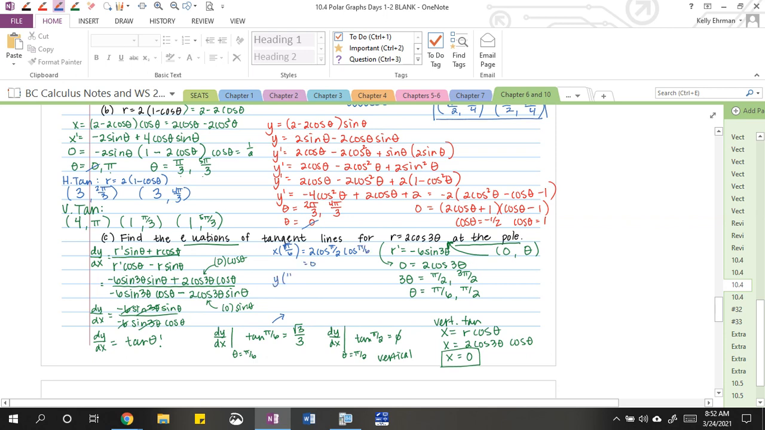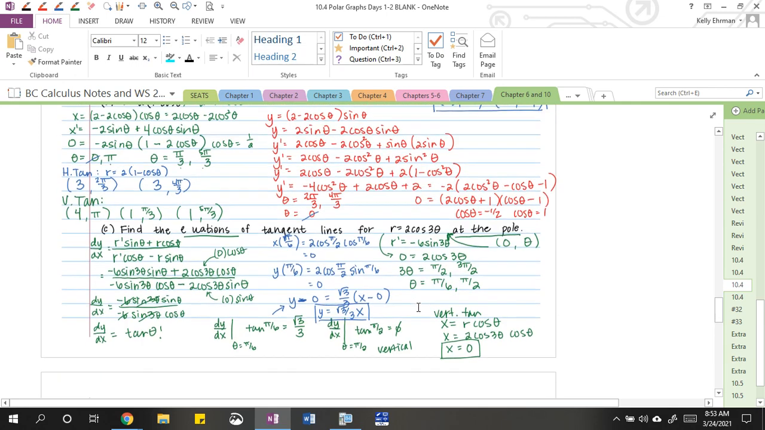And then what's y of pi over 6? y of pi over 6 is 2 cosine of pi over 2 times sine of pi over 6. But again, cosine of pi over 2 is 0. So we have a point 0, 0. y minus 0 equals radical 3 over 3 times x minus 0. Basically, y equals radical 3 over 3 x. So that line is a tangent line equation as well.